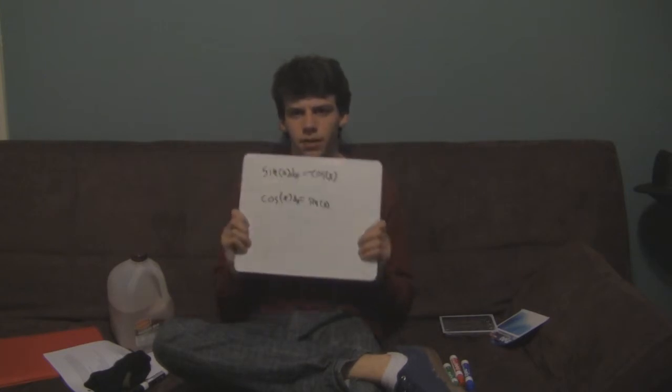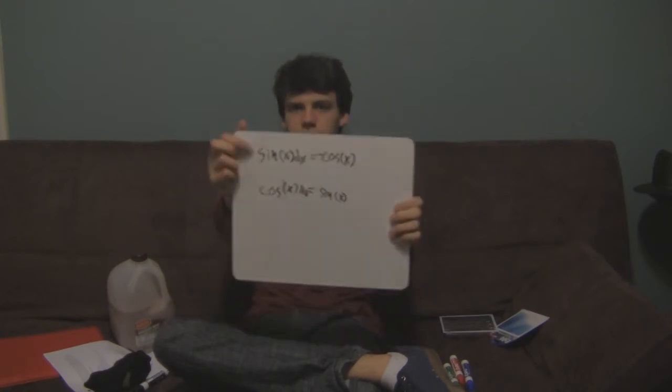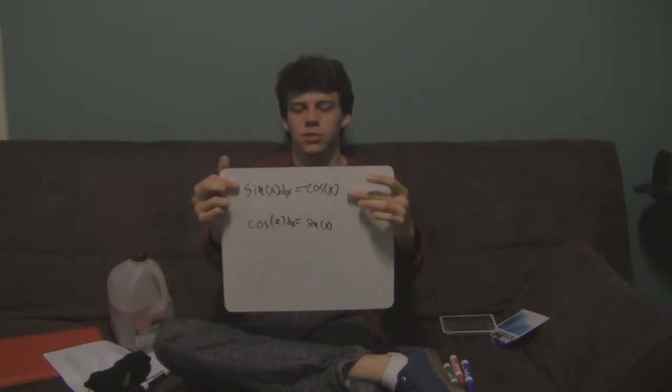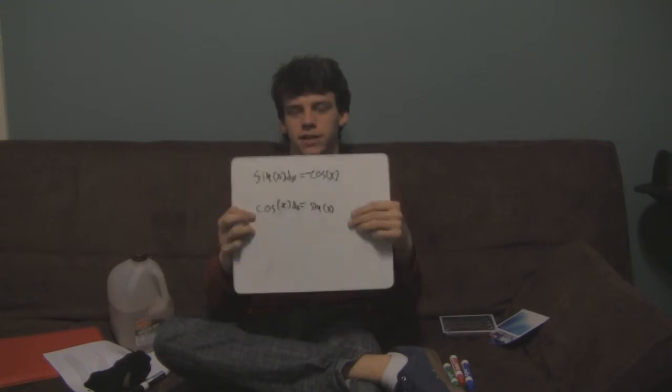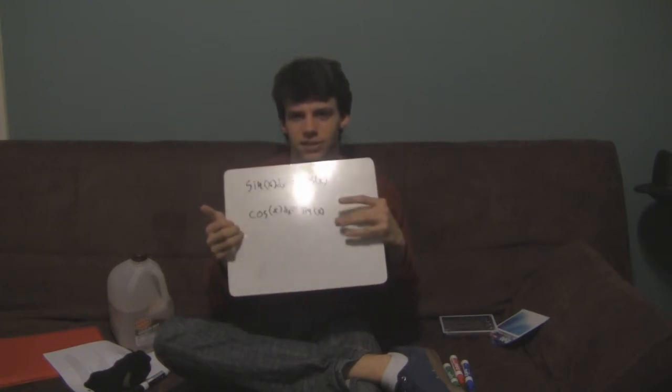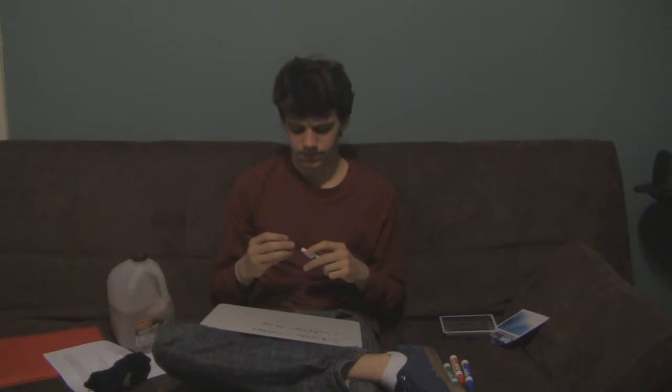Okay, so as it turns out, the derivative of sine of x is just cosine of x, and the derivative of cosine of x is just sine of x. Pretty basic. It could be the other way around. Sine of x could turn into cosine, and cosine of x could turn into negative sine, but I'm just too lazy to look that up right now.